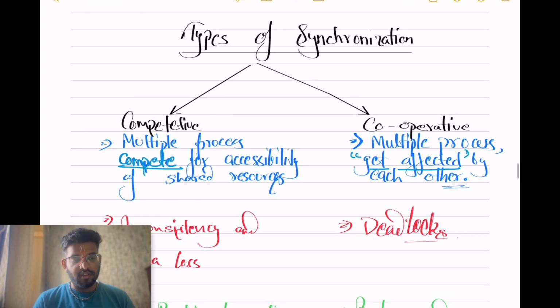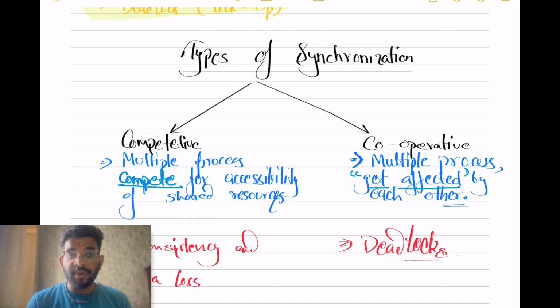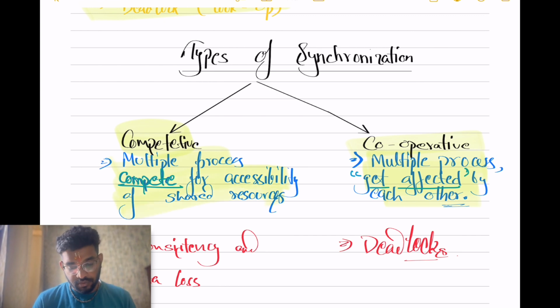Types of synchronization. There are two types of synchronization. When two processes are competing for the same resource, it is known as competitive synchronization. And when two processes are cooperating, it is known as cooperative synchronization. Cooperative means multiple processes get affected by each other, and in competitive, multiple processes compete for access to shared resources.